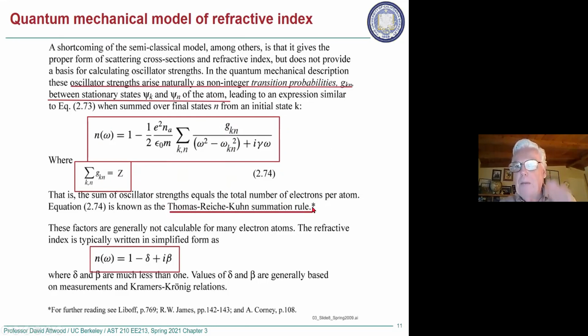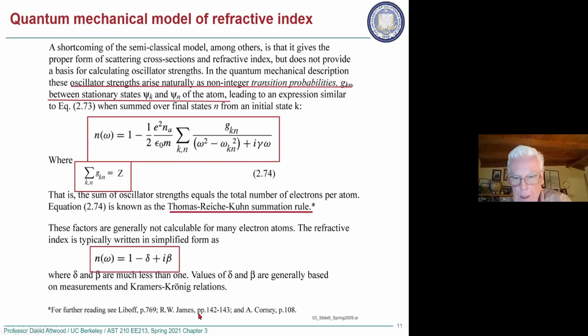This goes back to before quantum mechanics was known, just by spectroscopists, okay? And again, you can write this as we've written it before. And rather than omega s, now you have all of these natural resonances between the ground state and the excited states, and you have to sum over all of them, okay?